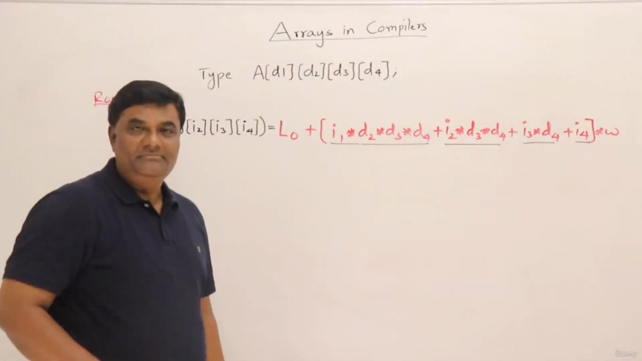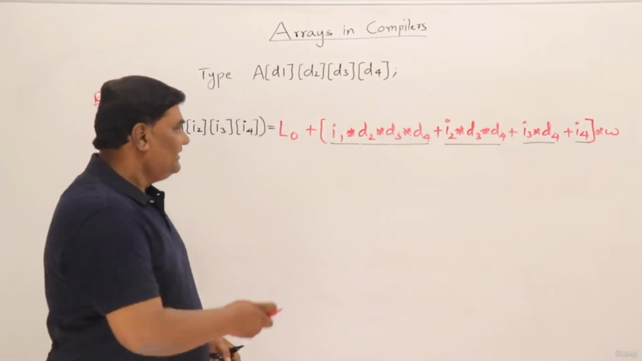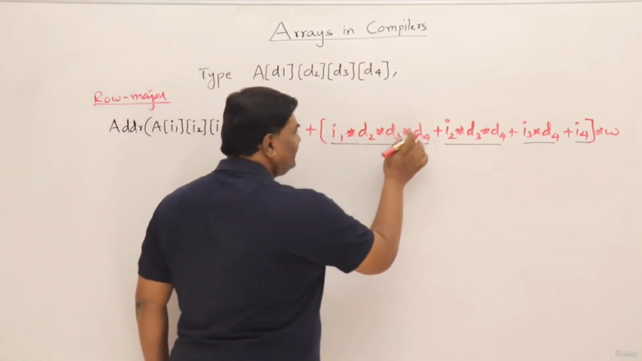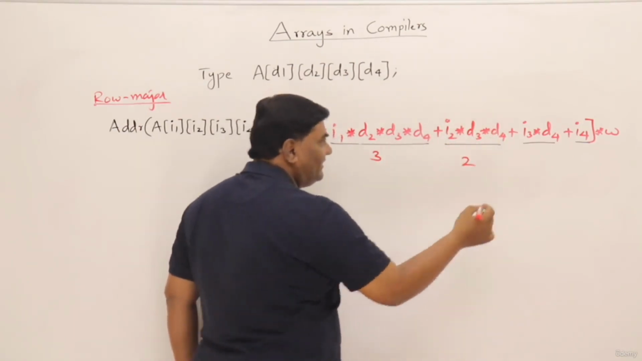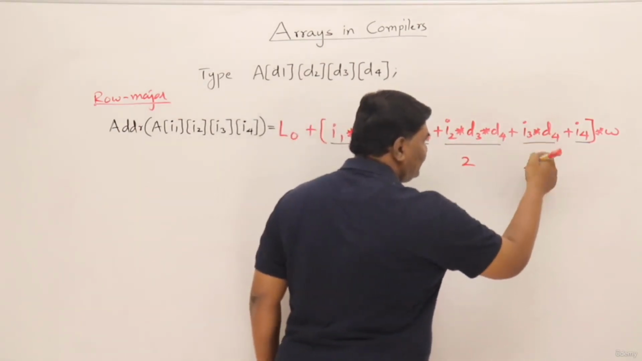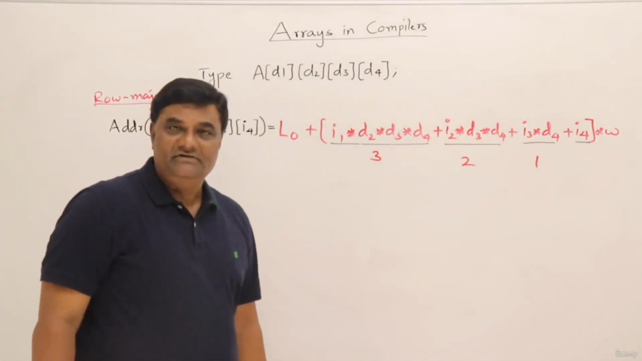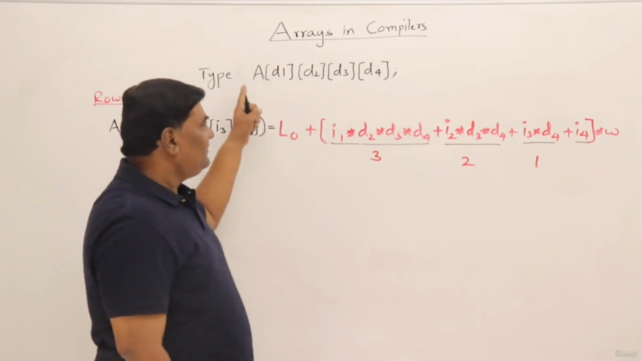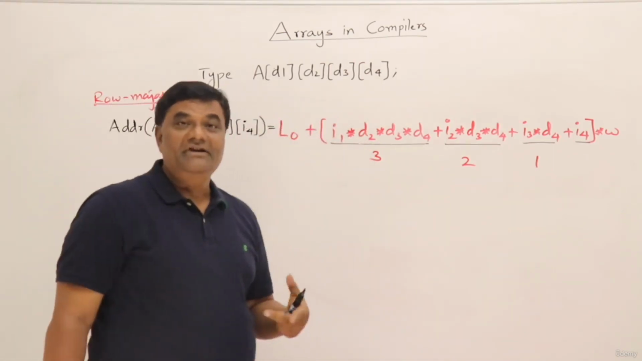Let us see how many multiplications are performed for getting this result. Let us count them. 1, 2, 3. 3 multiplications here. 1, 2. 2 multiplications here. And 1 multiplication here. Then that W is common always. That is plus 1. Depending on dimensions, the number of multiplications inside the brackets may vary.